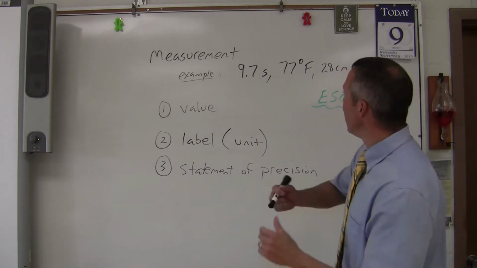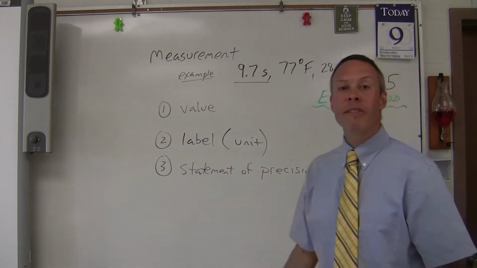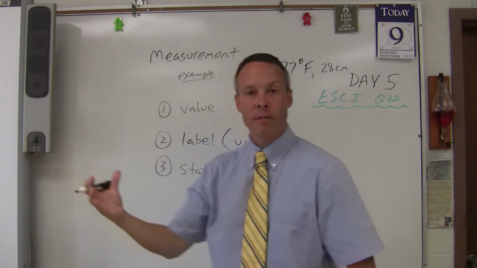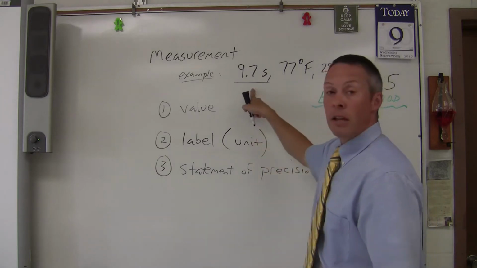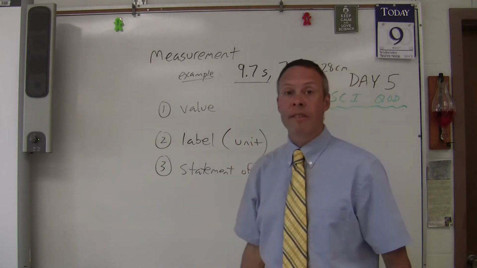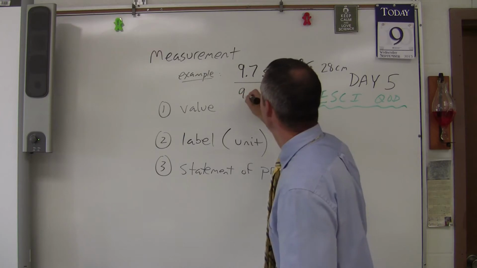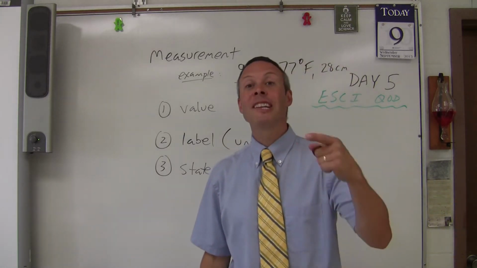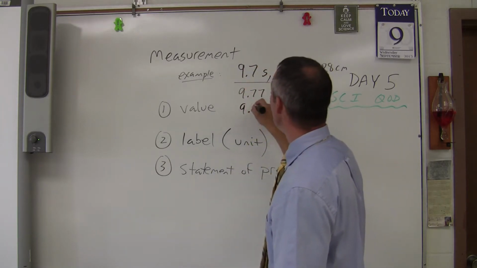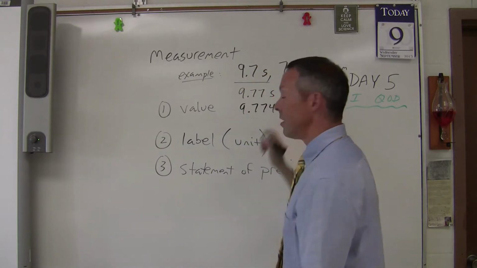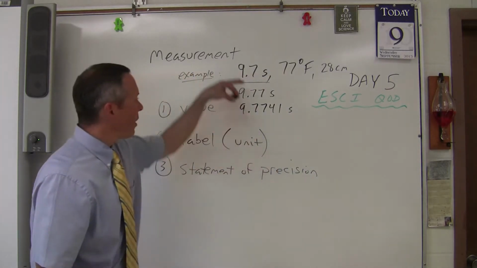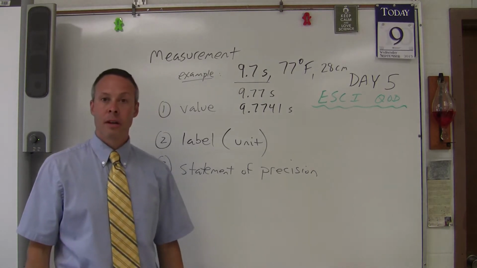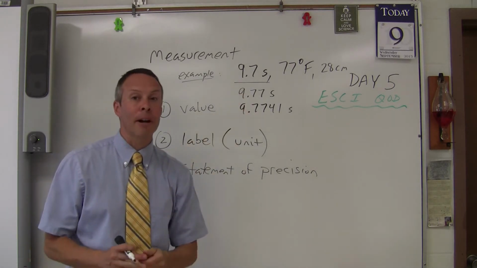So for an example, I'll take the first one, 9.7 seconds. That could be how long somebody ran a race, a swimmer. If they have a stopwatch that can tell them 9.7 seconds, but I've seen stopwatches that tell you 9.77 seconds. Right? Or I've watched the Olympics where they have one that is 9.7741 seconds. Those numbers right there are showing you different measurements have different statements of precision. And it's all based upon what kind of stopwatch you were using.